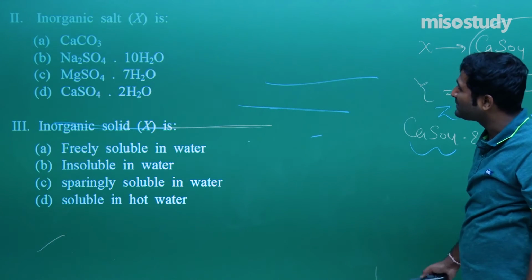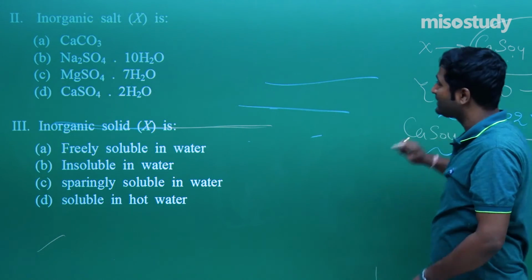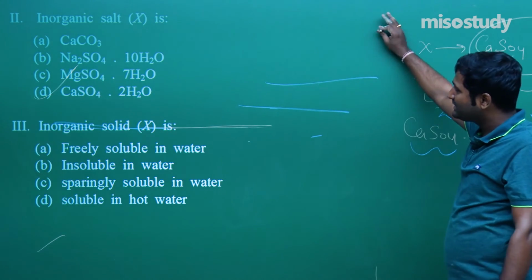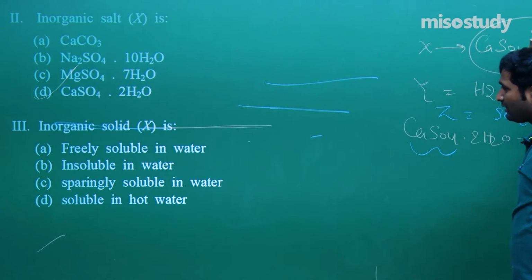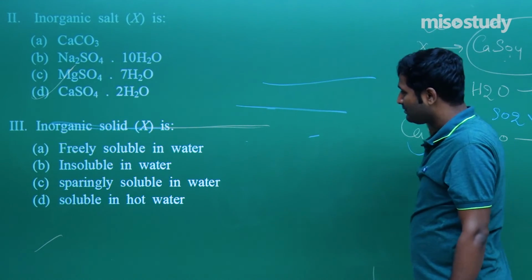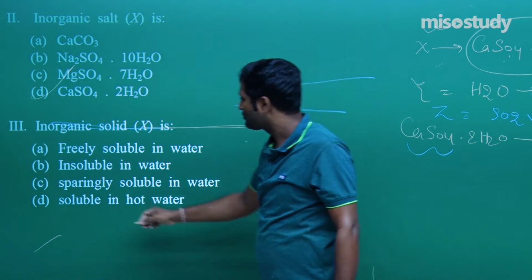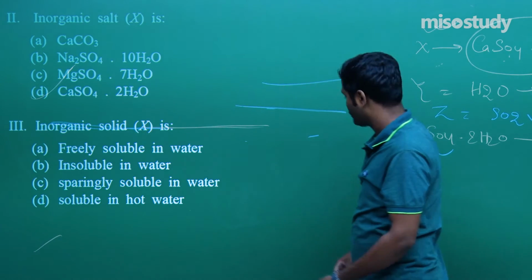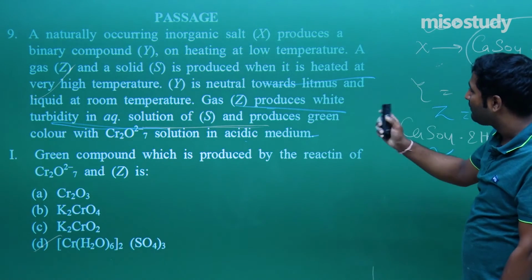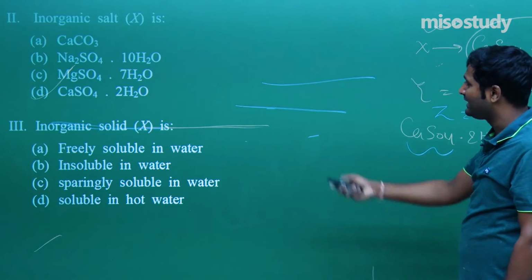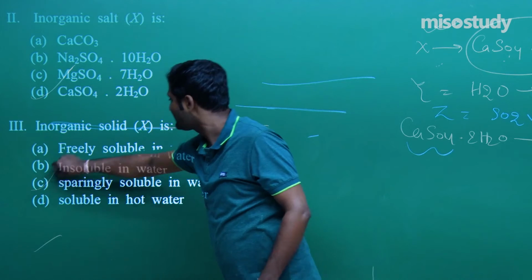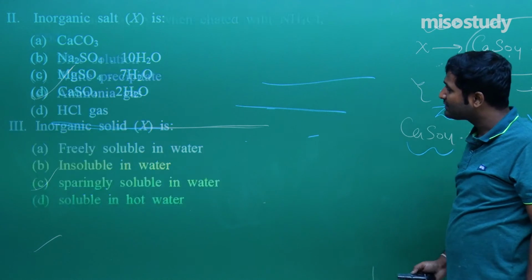Now what is the next option, friend? Inorganic salt. As I told you, this one is an inorganic salt, so the option is CaSO4 into 2H2O. Okay. What is the inorganic solid? As I told you, inorganic solid X is sparingly soluble in water, sulfate. So put here the inorganic solid. Look at why S is produced. The inorganic solid here, I am talking about CaO. It is sparingly soluble in water, that is the C option. Okay sir. Now let's move to the next.